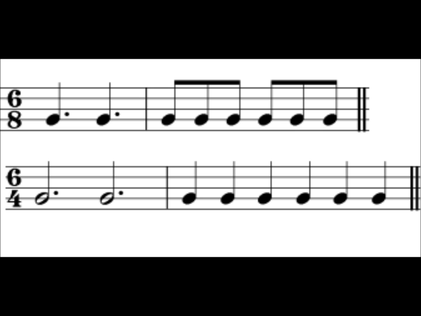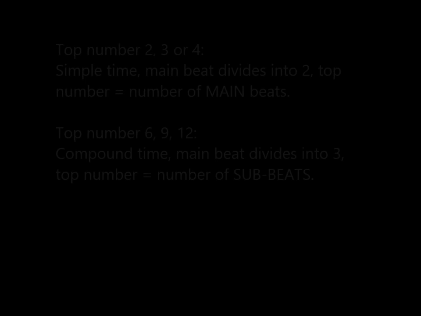6/8 represents 2 dotted crotchets per bar, which are each subdivided into 3 quavers. And so how about 6/4? What does that tell us? Well, it tells us that there are 6 crotchets in the bar. Crotchets are the subbeat, and 3 of them will make up a main beat. You can work that out, that a main beat then is a dotted minim. There are 2 dotted minims per bar, and each one is subdivided into 3 crotchets.